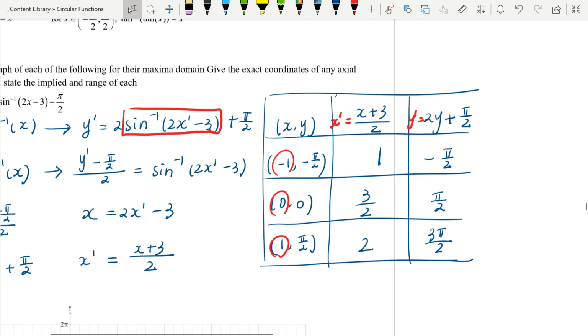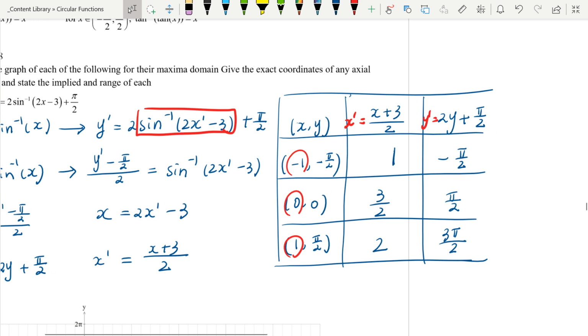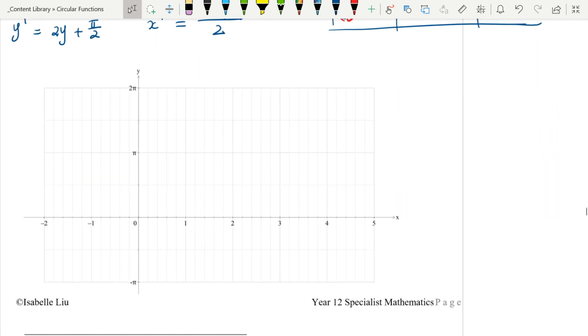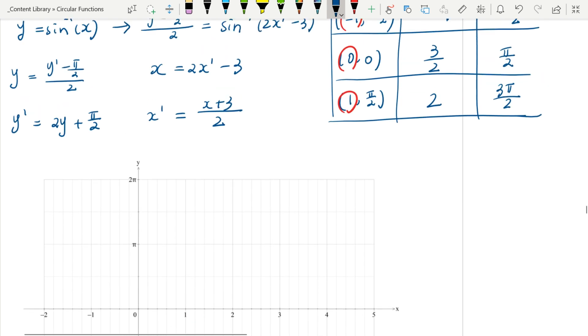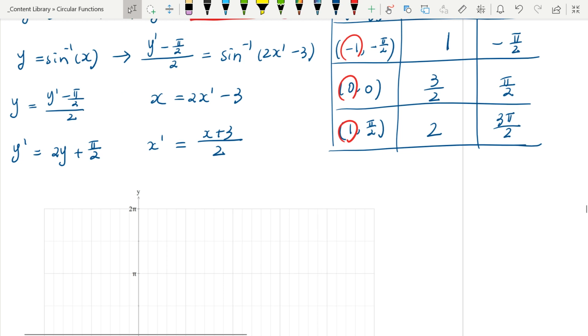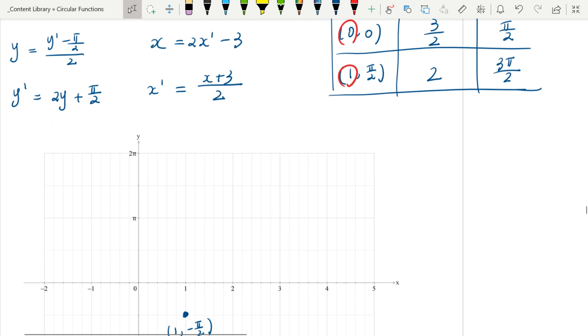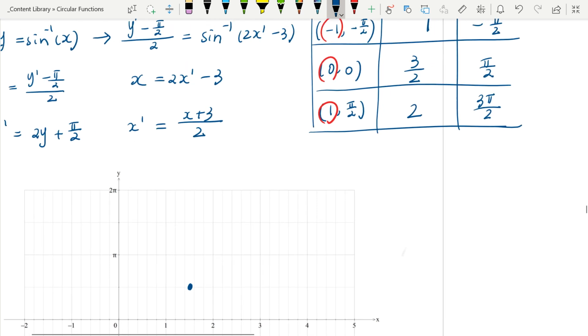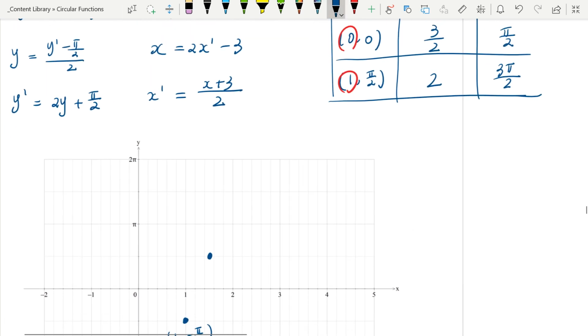So the new coordinates become 1, negative pi on 2. Let's find where 1, negative pi on 2 is. Okay. Next one is 3 over 2, pi on 2. 3 over 2, pi on 2 is here. And 2, 3 pi over 2.